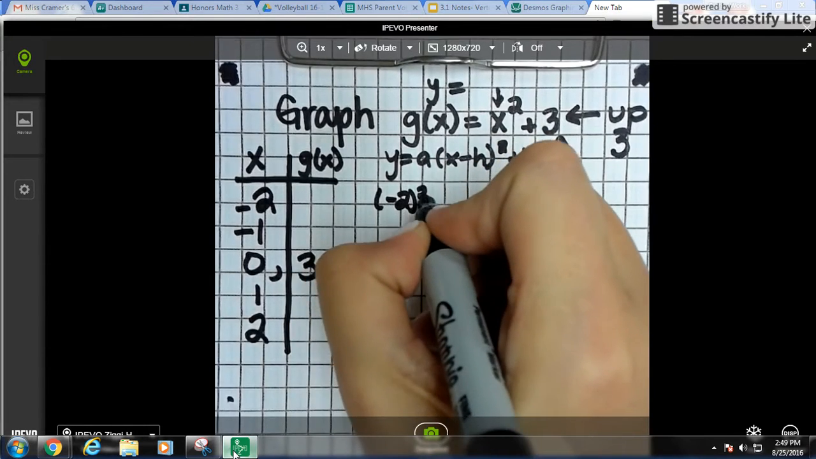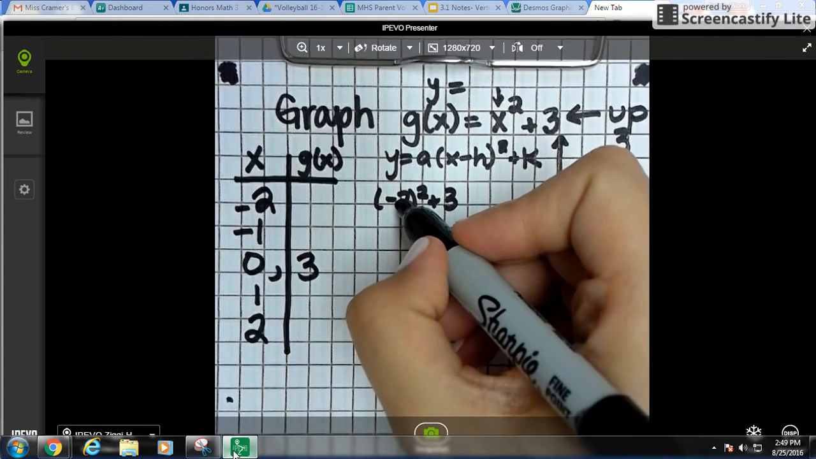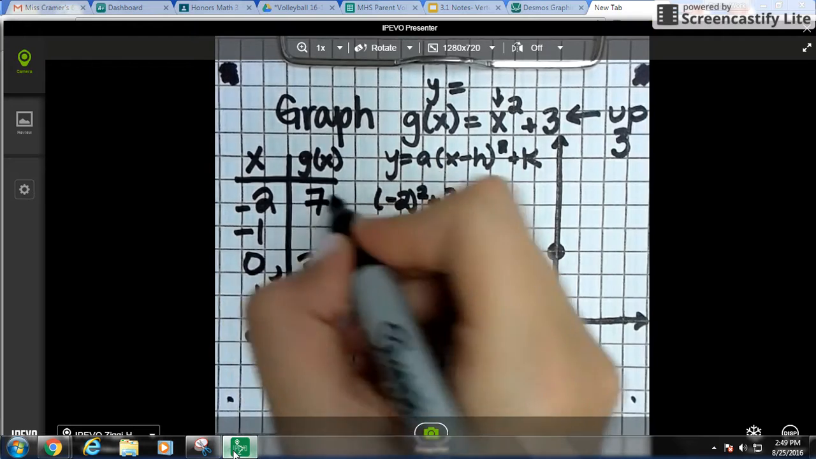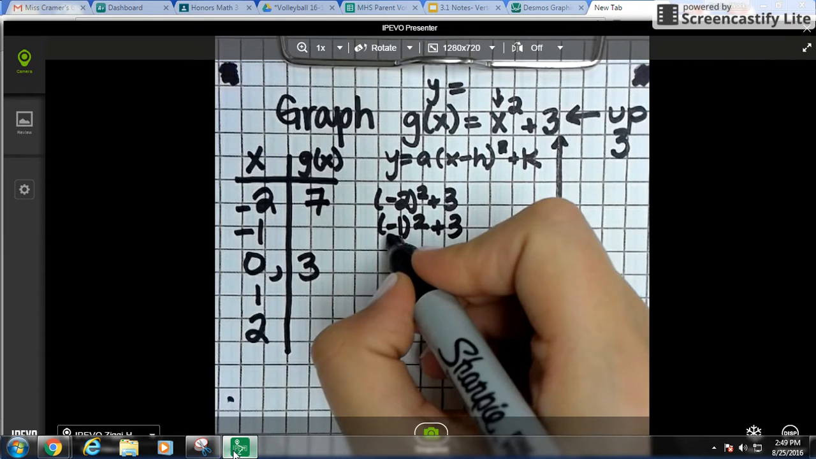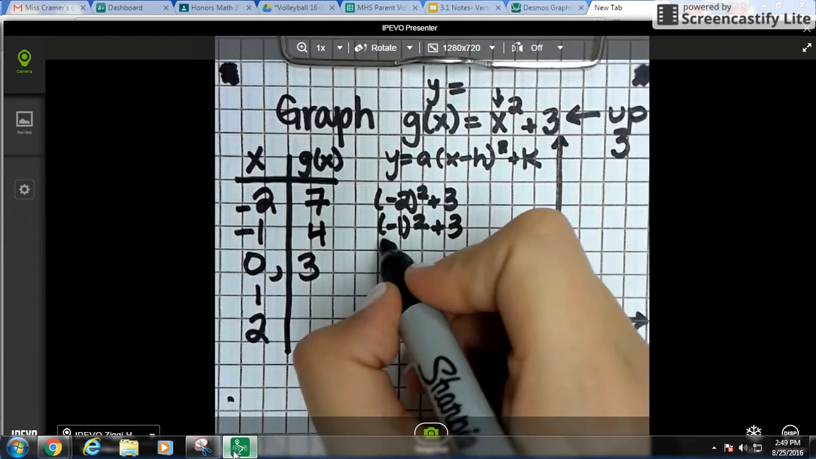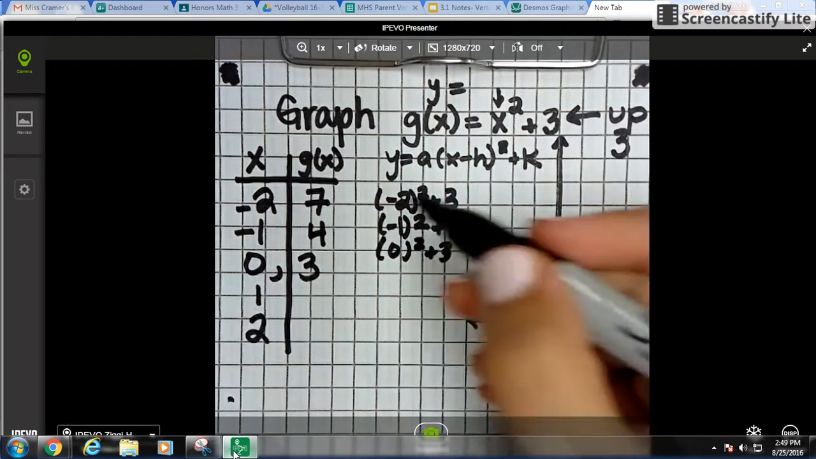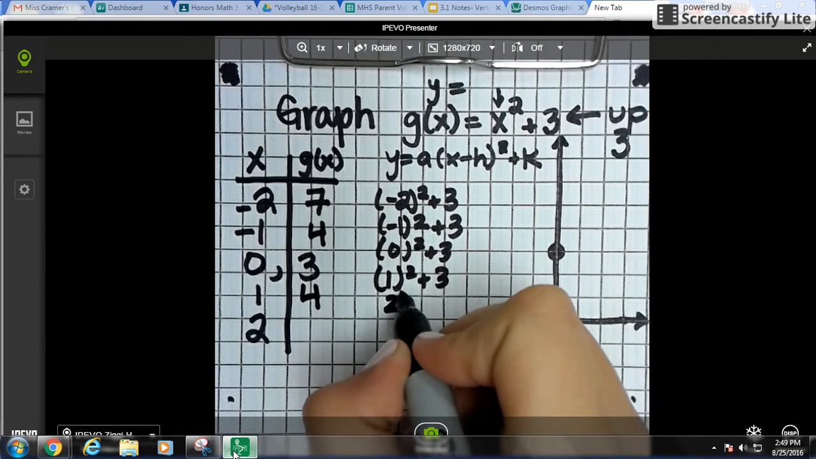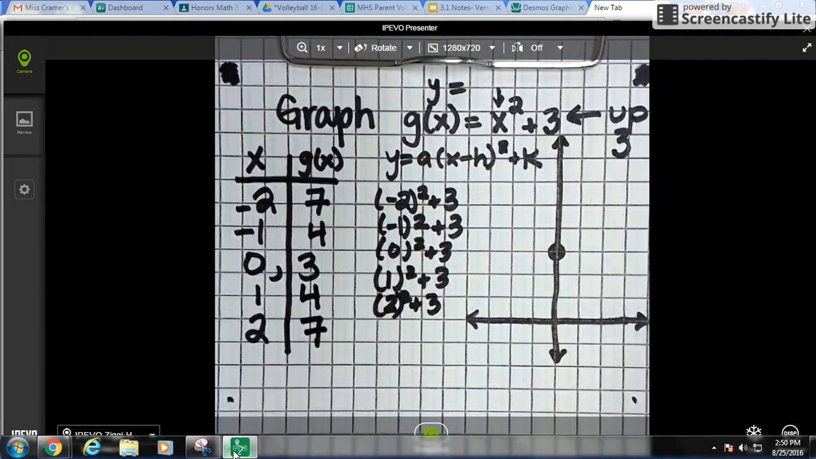So we're going to do (-2) squared plus 3. Again, make sure that's in parentheses. (-2) squared is 4, plus 3 is 7. (-1) squared plus 3: (-1) squared is +1, plus 3 is 4. 0 squared plus 3 is 3, so that's right. 1 squared plus 3 is 4, and 2 squared plus 3 is 7.